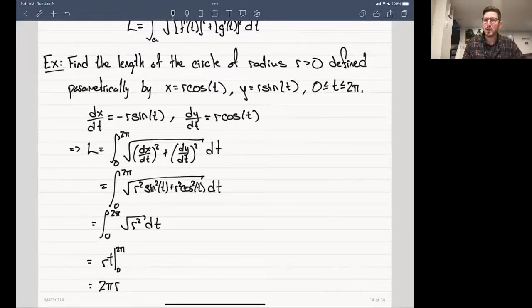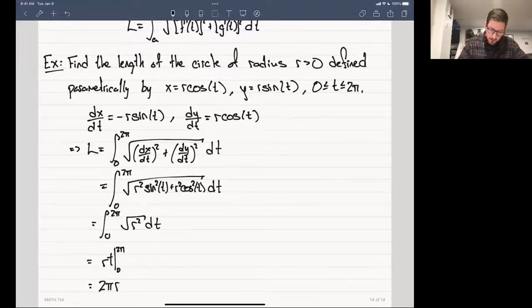2 pi times the radius, or pi times the diameter, depending on how you learned this originally. But that's the circumference of a circle. This is certainly correct, at least based on what we were taught in maybe elementary school or high school, whenever it was that we saw this for the first time.